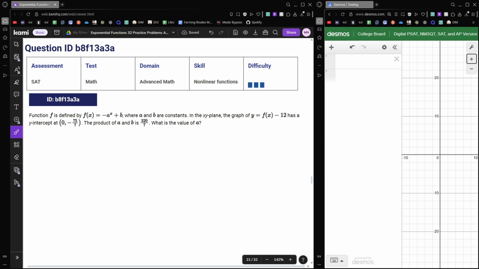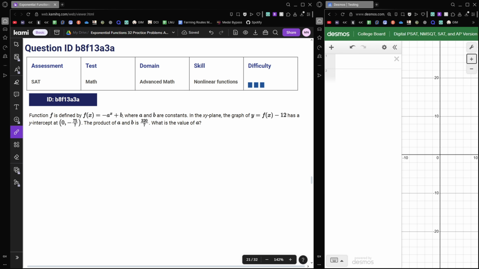Question number 21. Function f is defined by that equation where a and b are constants. In the xy plane, the graph of y equals f of x minus 12 has a y-intercept at that point. The product of a and b is 320 over 7. What is the value of a?